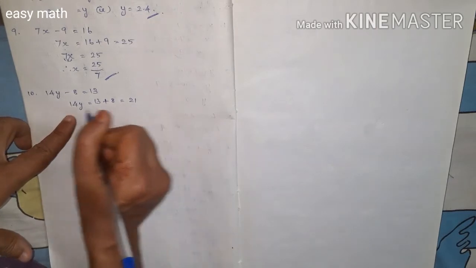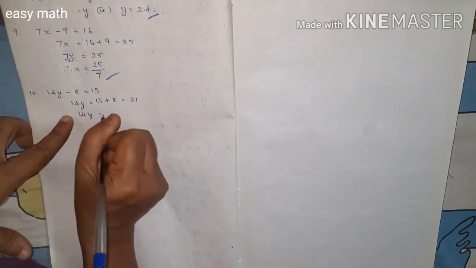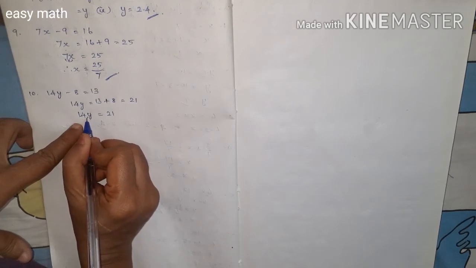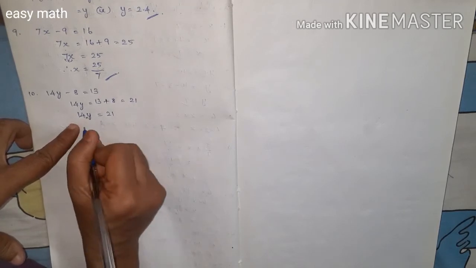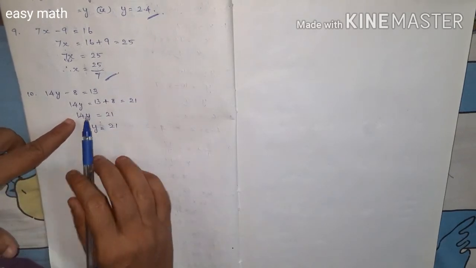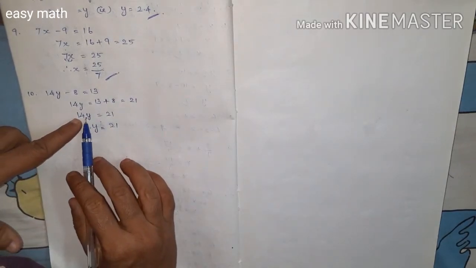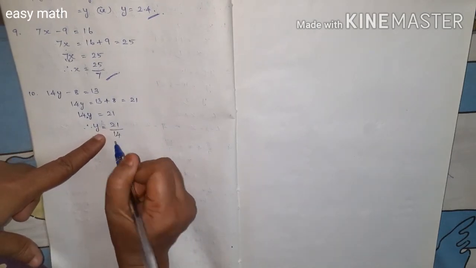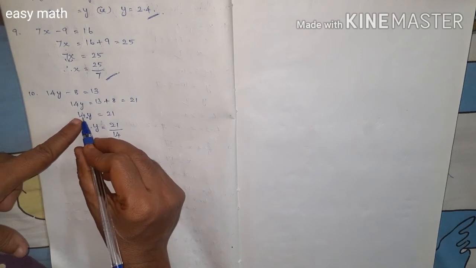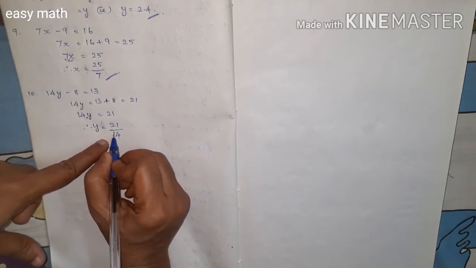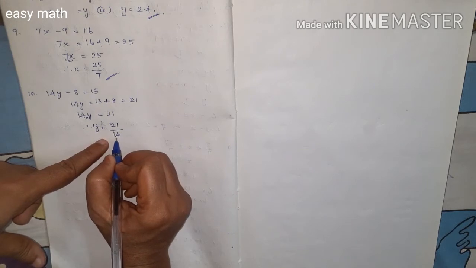14y equal to 21. 14y means what? 14 into y. Therefore y equal to 21. 14 into means when it becomes in the right hand side, divided by 14. Okay, here 14 into y. So when it becomes in the right hand side, divided by 14. Understood?